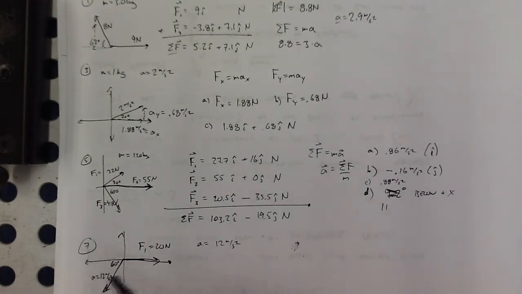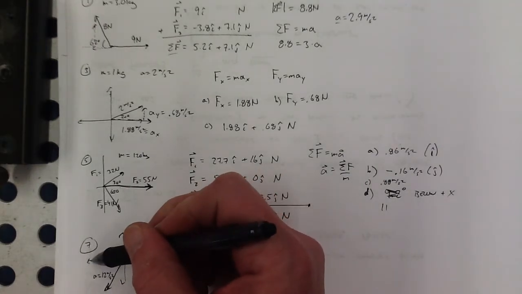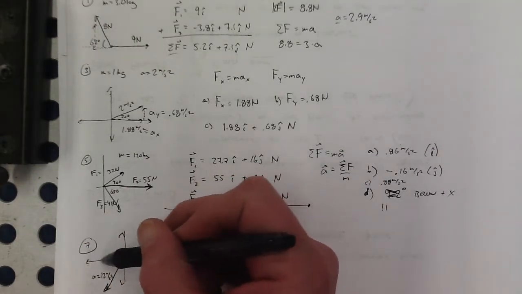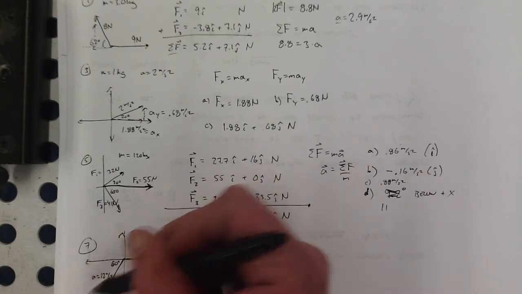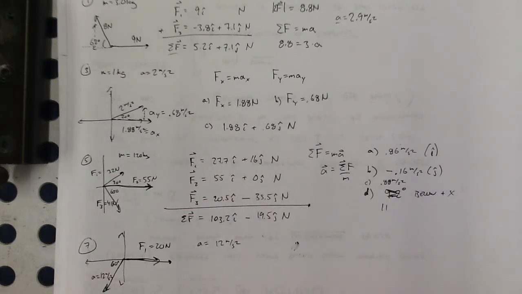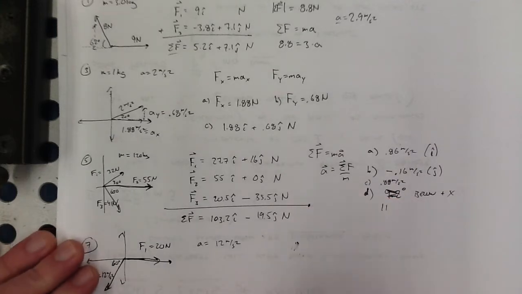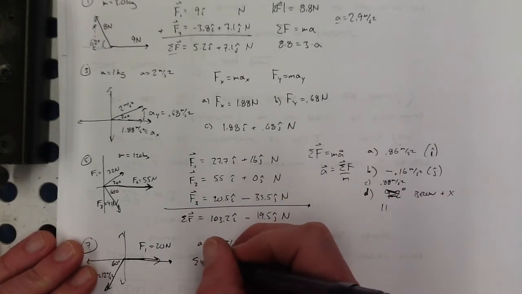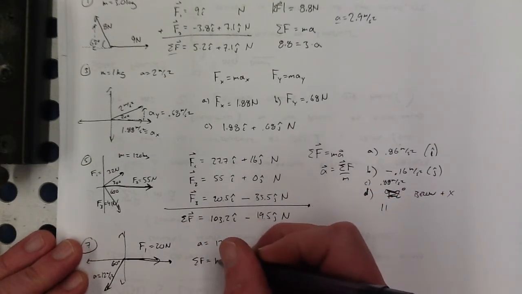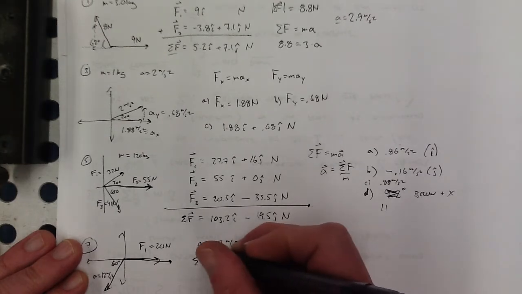So just kind of thinking about where that other force would have to be, there's going to have to be enough of it to cancel this out, right? And then some more in that direction, right, to get it this way, and then some down. So let's see if we can figure out how to do that. I know that the sum of all forces is equal to mass times acceleration.